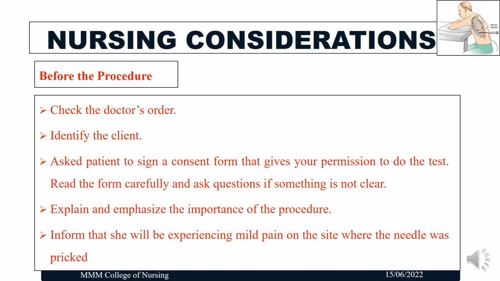We should explain the procedure. What is the reason for thoracentesis? The person who is going to do the thoracentesis should explain the procedure to the patient, and the nurse should make sure that the consent has been obtained after thorough explanation, and that the patient has understood the reason for undergoing thoracentesis. Read the form carefully and ask questions if something is not clear. Then explain and emphasize the importance of the procedure. Inform the patient that they will experience mild pain at the site where the needle is pricked.